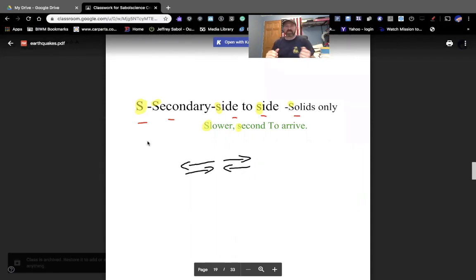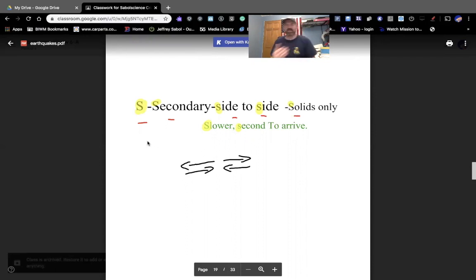The motion of an S wave is side to side. Yep, and solids only. So the S wave, number two, can only travel through solids. It's also slower. It's second to arrive. It takes longer than the P wave.